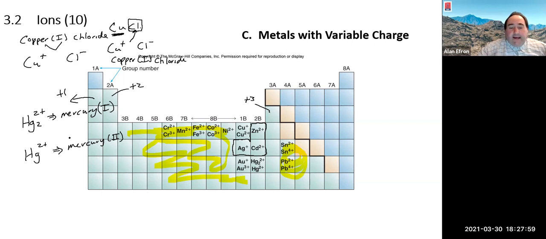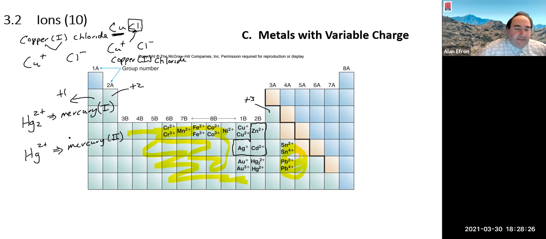But again, to the right of the transition metals, you do need to work through what it's bound to, so you know what the positive charge is on that metal in that particular compound. And the Roman numeral is needed here to indicate the individual charge of a metal. Any questions on that one there?